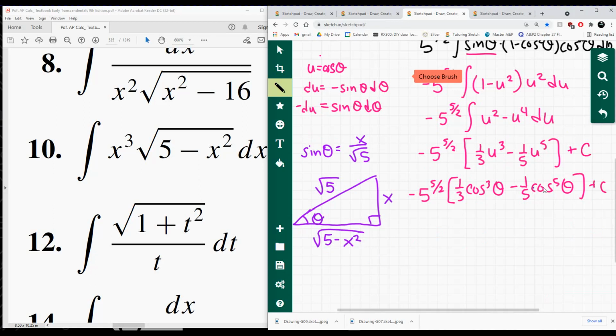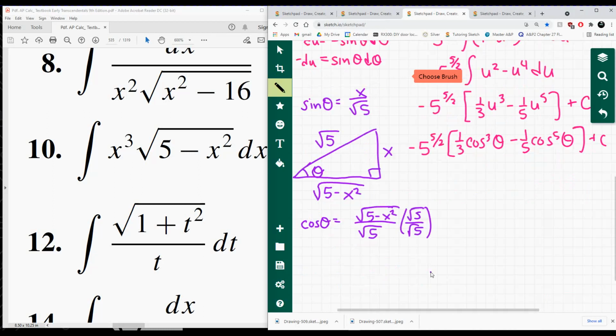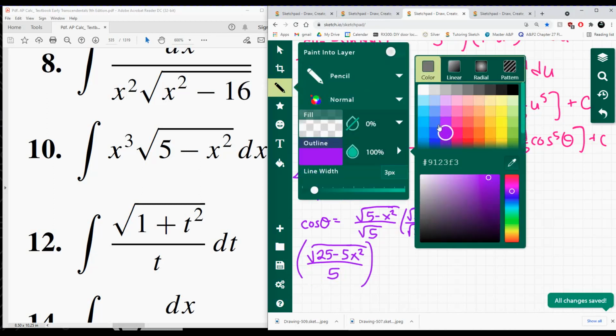And so we have essentially cosine to the 3rd, cosine to the 5th. Cosine of this angle is going to be adjacent over hypotenuse, so that's going to be radical 5 minus x squared all over radical 5. Maybe you're not used to writing it in that form, and if we were to multiply both the numerator and denominator by radical 5, we would have the square root of 25 minus 5x squared all over 5. Each of these will be cosine of theta, so then we get the following, indicated in a different color.